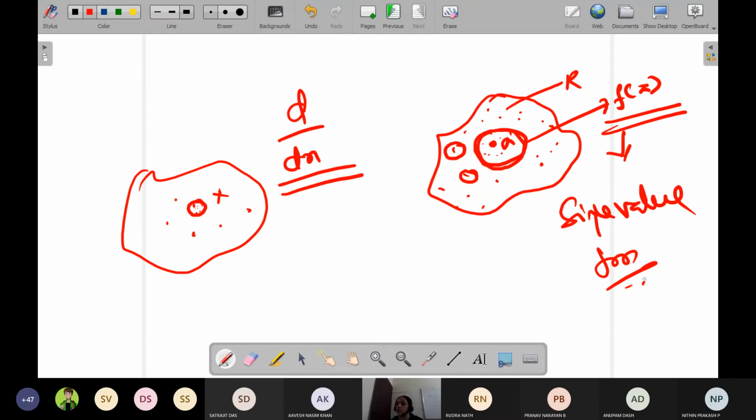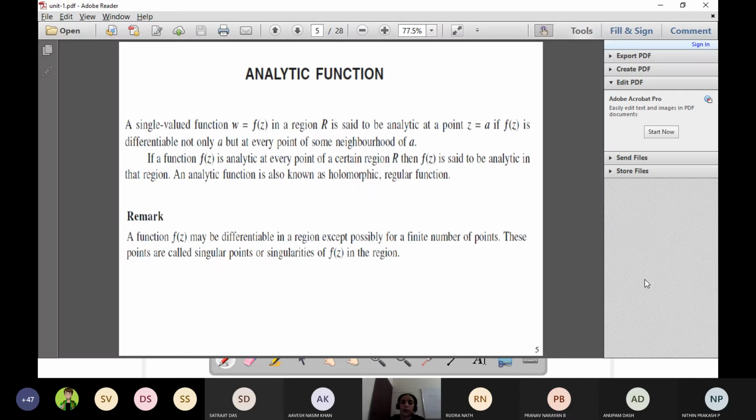I told you what a single valued function is. All the function converges to the same value. That is your single valued function. Then we say that at every point of some neighborhood of a, the function f of z is differentiable, so it is analytic. It is differentiable not only at that point a but in some neighborhood of a. That is your analytic function. The other names of the analytic function are holomorphic function or regular function.